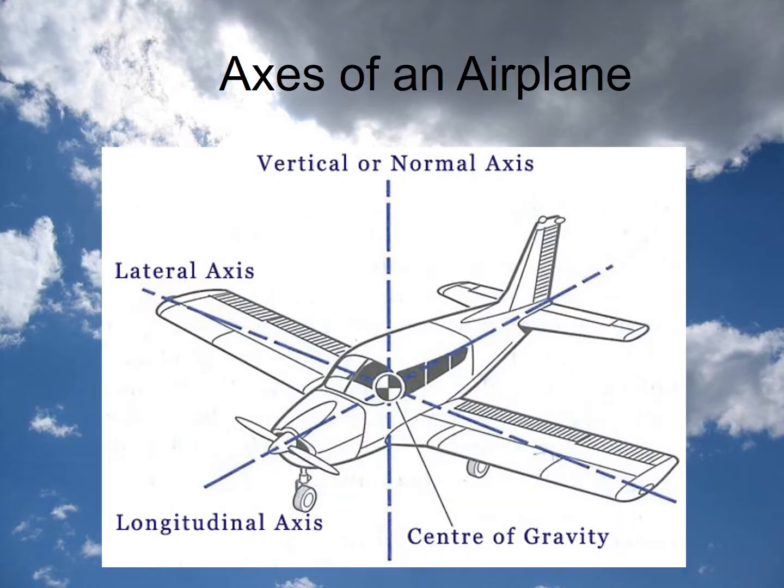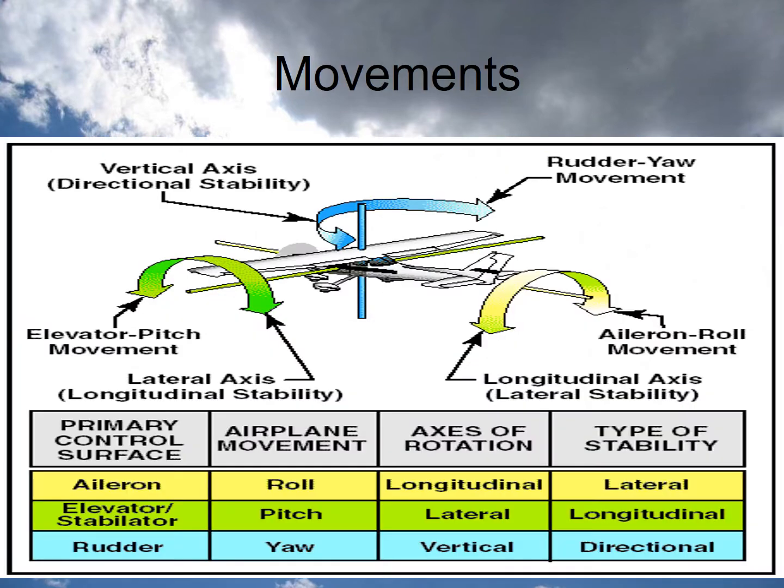Continuing, we want to understand the axes of an aeroplane, where we have the vertical or normal axis, the lateral axis, and the longitudinal axis. All these axes are pegged on the center of gravity, and now we're going to check on the movement along these axes of an aeroplane.